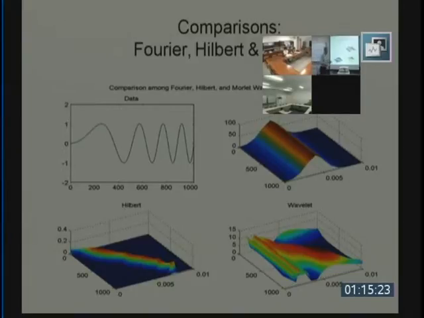If you use Hilbert, it's just one line. No leakage, no end effects in the transformation and all that. So this is the comparison: data from Fourier all the way to here. We have a clean picture of time, frequency, energy.